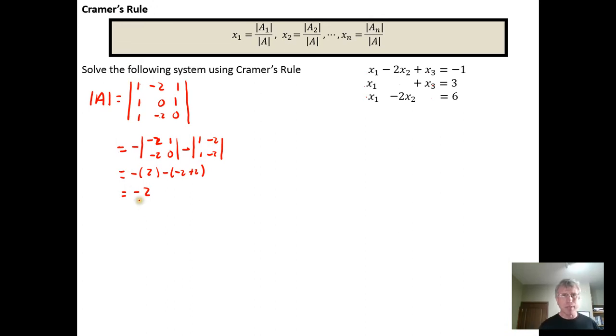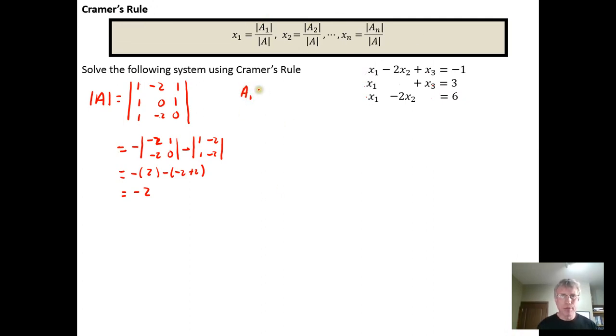Because the determinant isn't 0, there will be a unique solution to this system, and we can use Cramer's rule to find that unique solution. So the next step is to compute the determinant of A sub 1, the determinant of A sub 2, and the determinant of A sub 3, because we have a 3 by 3 system of equations.